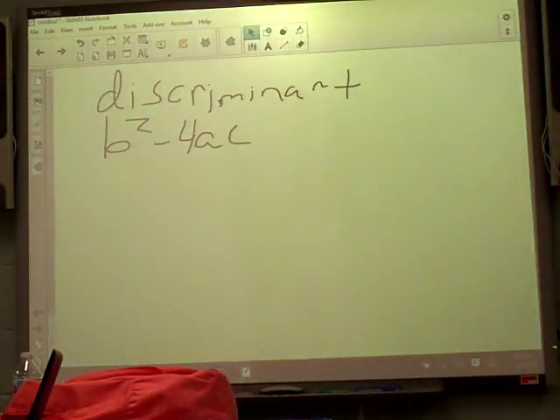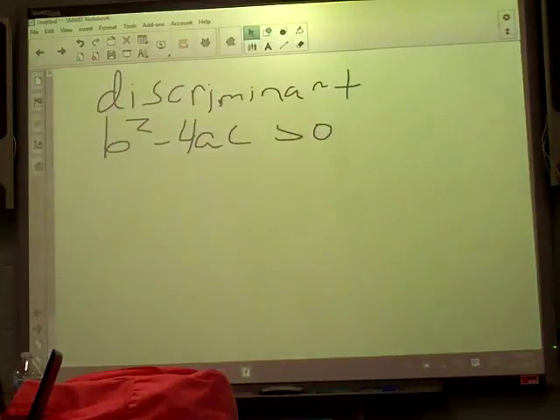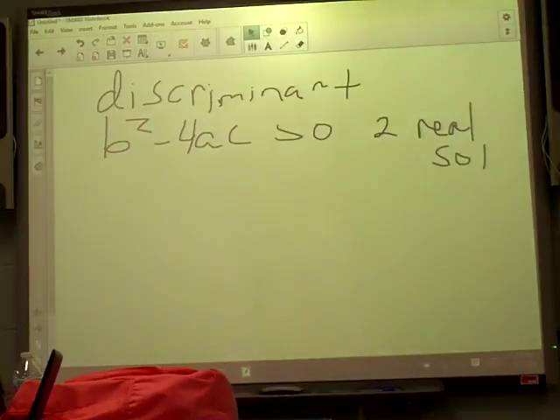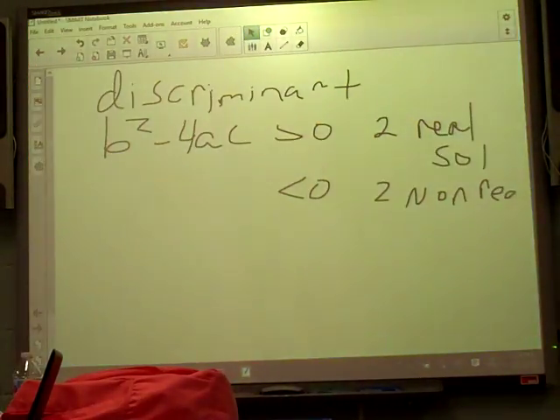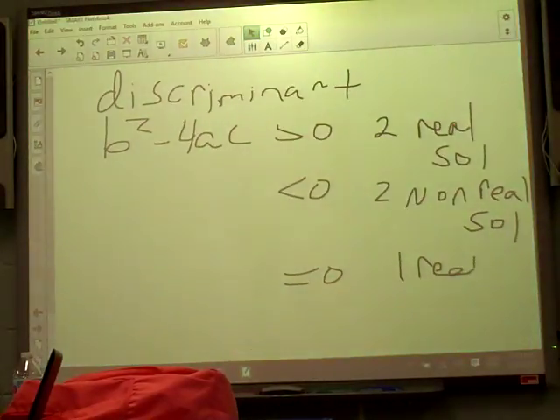Now how you figure it out, if you work out the b squared minus 4ac and your answer is positive, which means bigger than 0, you're going to have 2 real solutions. If you work out the discriminant and you get a negative, which means your answer is less than 0, you're going to have 2 non-real, or what's a non-real called? Imaginary. You can put that if you would prefer. One more option, if we work out our discriminant and we get exactly 0, we're going to have 1 real solution.